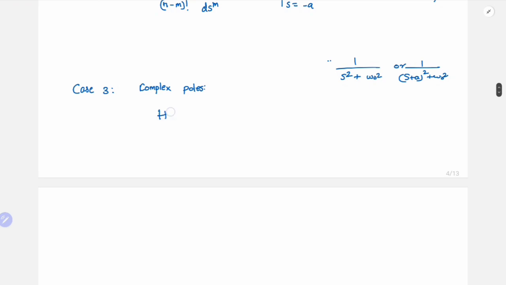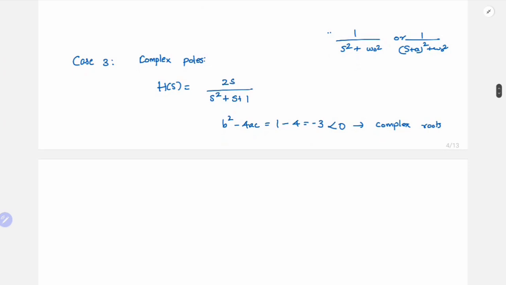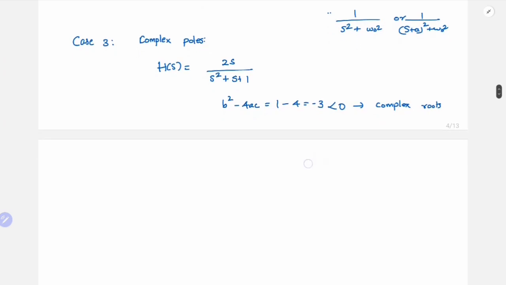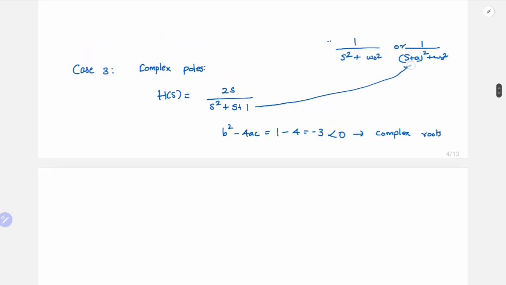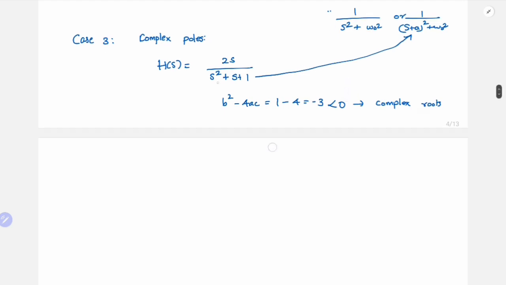So let us take a simple example. So I have 1 by, or I'll say 2s I'll take, okay? s square plus s plus 1. So if you see, b square minus 4ac for this is 1 minus 4, which is minus 3, less than 0. Quadratic equation, right? So the zeros of this denominator, which are nothing but poles for us, are going to be complex roots, right? So in that case, how do we solve? We want to bring it to this form. So let's see how to do it.